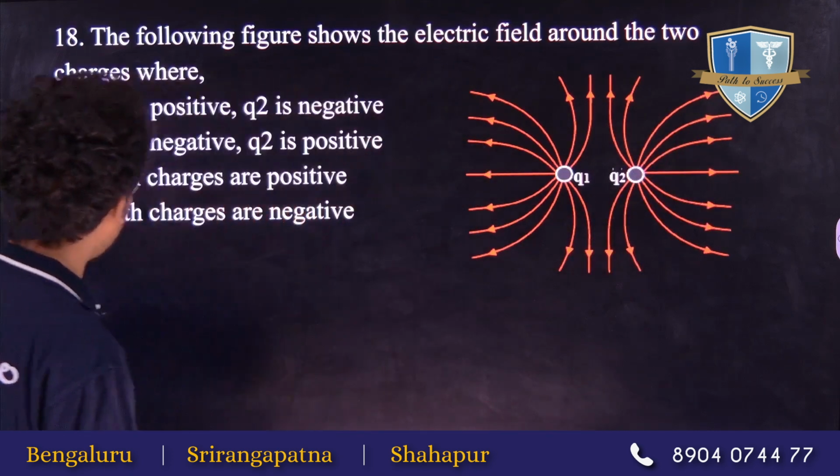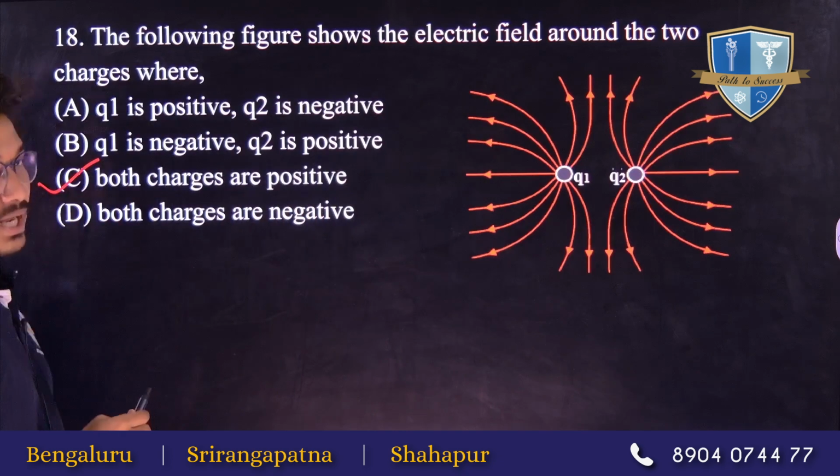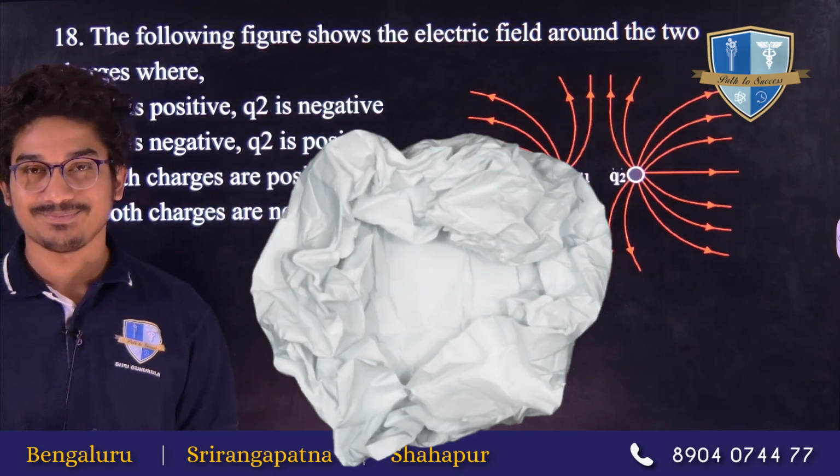So the correct option will be option C. Both charges Q1 and Q2 are positive.